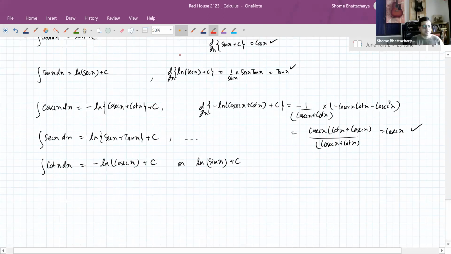Okay. And the final one, as far as basic formula of integration goes, exponential function. Now this one is very easy because we know that the differentiation of exponential function is e raised by x itself. So integration is also the same.